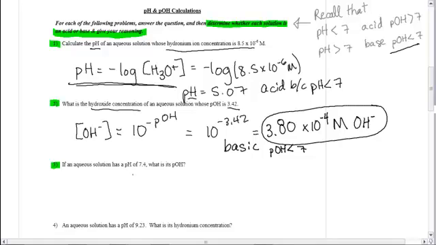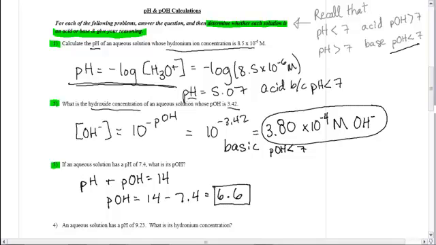Number 3 looks at the equation with pH and pOH. And we said at room temperature, pH added to pOH is always going to give us 14. So pOH must equal 14 minus 7.4. So we find our answer is going to be 6.6. And that's our pOH. pH and pOH do not have units. Since the pH is greater than 7 and the pOH is less than 7, it is a basic solution.